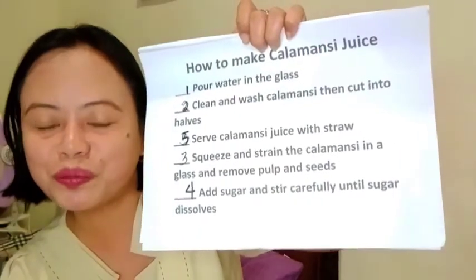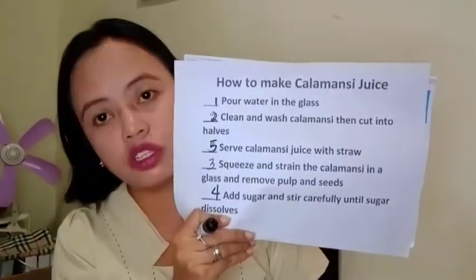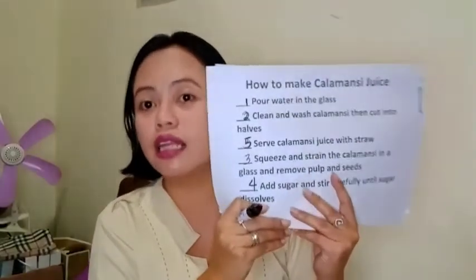Kabalo na mo? Okay, so kanang butangan og kanang water and glass, and then i-clean ang calamansi, no? I-clean ang calamansi. And then you cut into halves, and then you squeeze and strain in a glass so that ang pulp og ang seed mawala. Then after, you add sugar, you stir it carefully until the sugar will dissolve, and then after, you serve it into your friends and into your mom and dad.